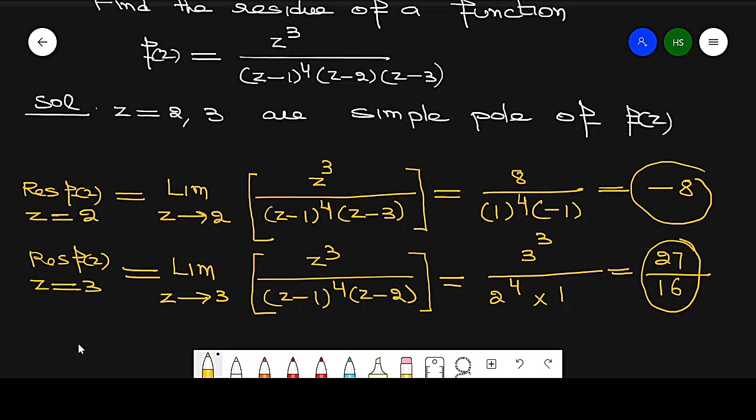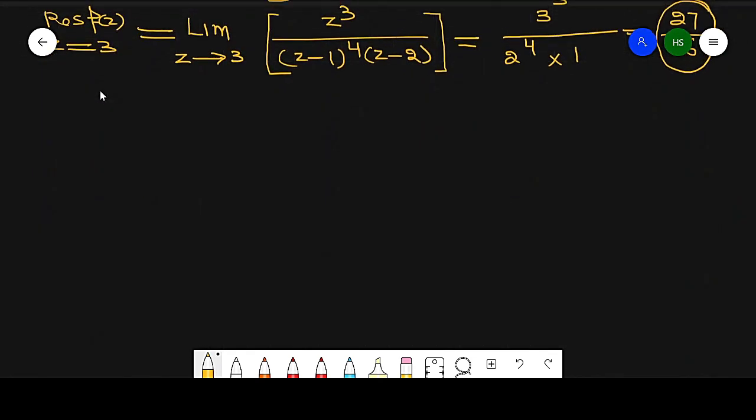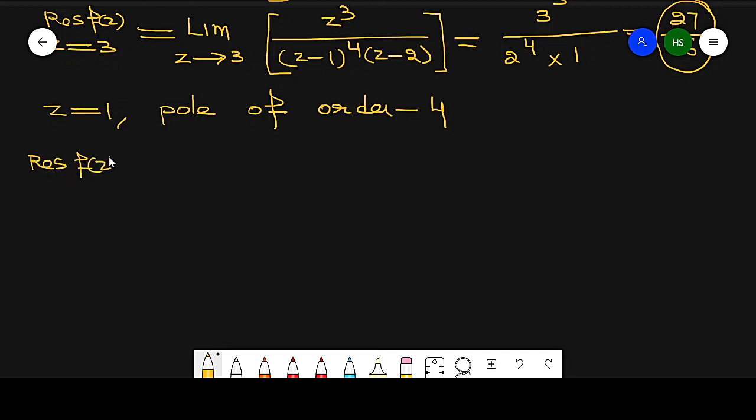Now the third case is z is equal to 1. It is a pole of order 4. How will we find the residue? The residue of the function at the point z is equal to 1: here m is 4. So 1 by 3 factorial, then the third derivative with respect to z.